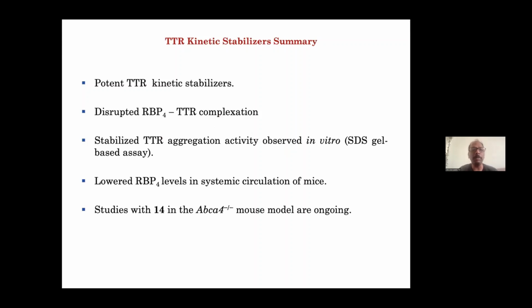And to summarize, we have developed a potent TTR kinetic stabilizer. It was able to disrupt the RBP4-TTR complexation. The stabilization of TTR was observed in the aggregation assay and the in vitro SDS gel, and it lowered the RBP4 level in the systemic circulation of mice. Studies with 14 in the ABCA4 mouse model are still ongoing.